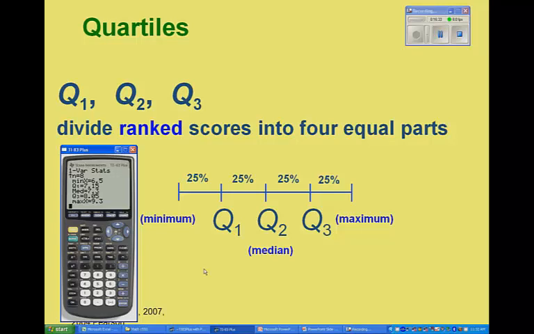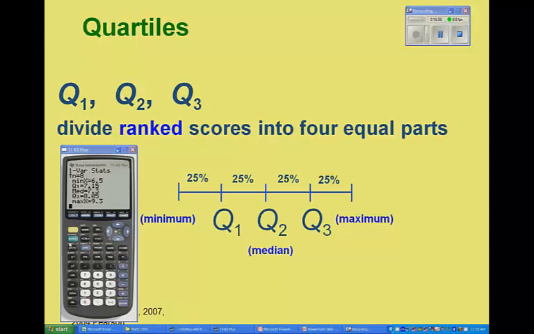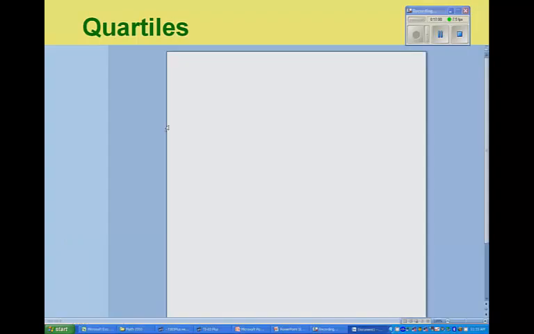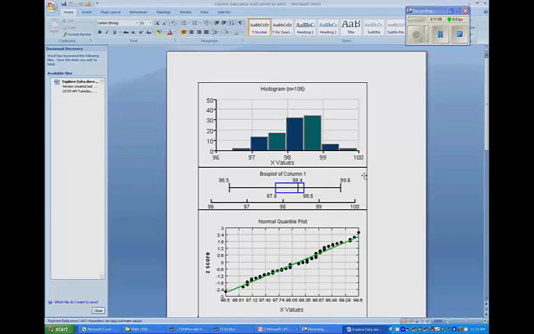And then once you understand this, you can understand a new kind of plot called a box plot, or sometimes called a box and whisker plot. Has anyone ever heard of this before? If you haven't, I'll tell you that I showed you one today. I'm going to show you where. Let me open up my Microsoft Word, because I remember we used StatDisk, and it made some pictures for us, right?